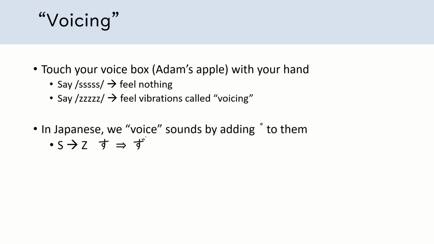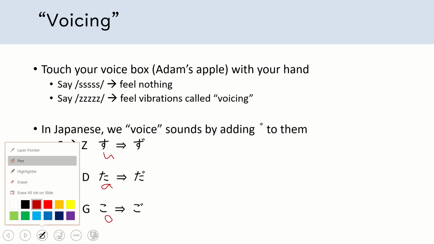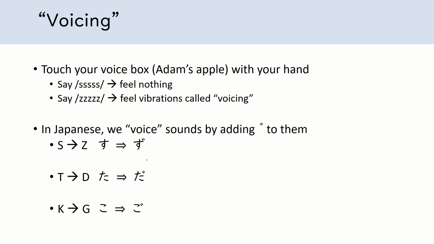So instead of su, this would be zu, and so on and so forth. We have ta. If I add ten to that, it ends up as da. And then here as well for k, if I add ten to k, I go from ko to go. So the vowel never changes. The vowel is always the same. In this case, we have just u, and it's still u, it's still a, o, it's still o. The vowel is completely unaffected by whether there is ten or not. All that we're doing is voicing the consonant in there. So suzu, tada, kogo. All right.